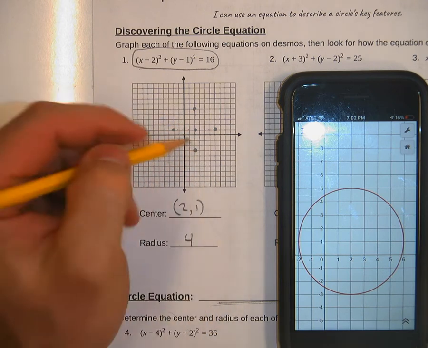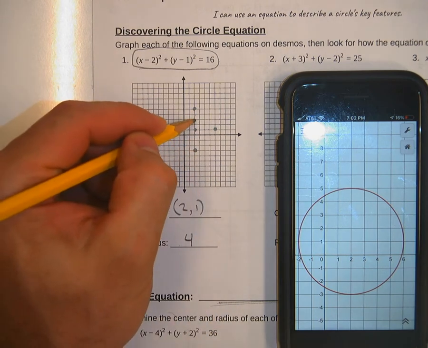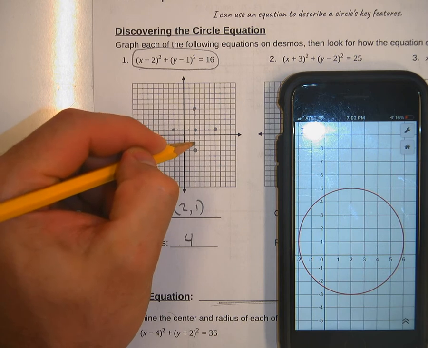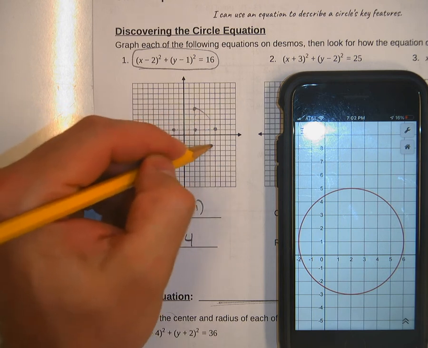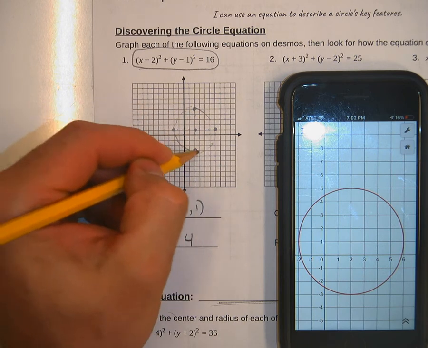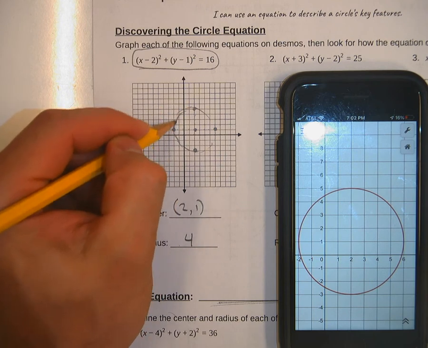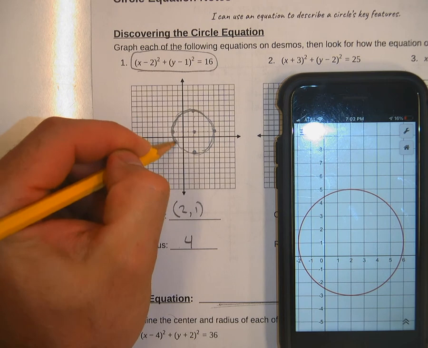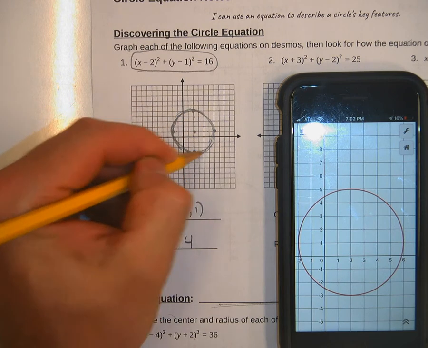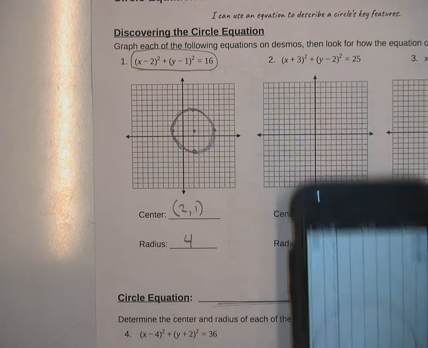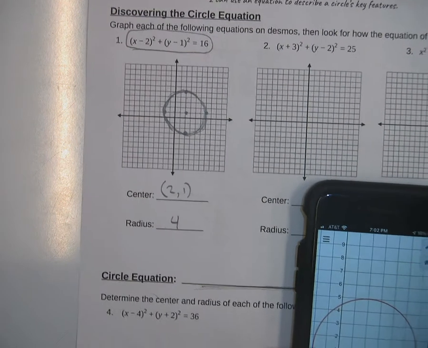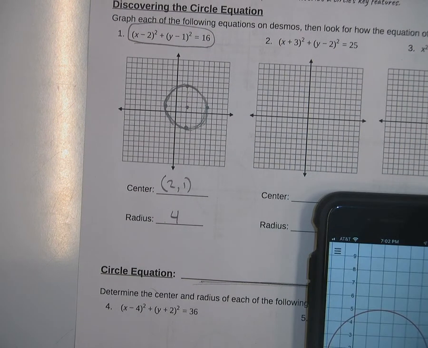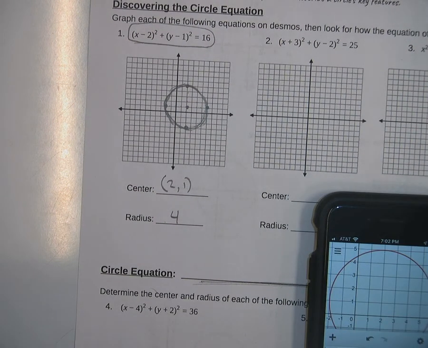And having that there kind of helps me sketch the general shape of the circle. Not perfectly, but a whole lot better than trying to freehand it. There we go. So if you haven't already, pause and try to finish those other 2 up, and I'm going to go ahead and put those in now.